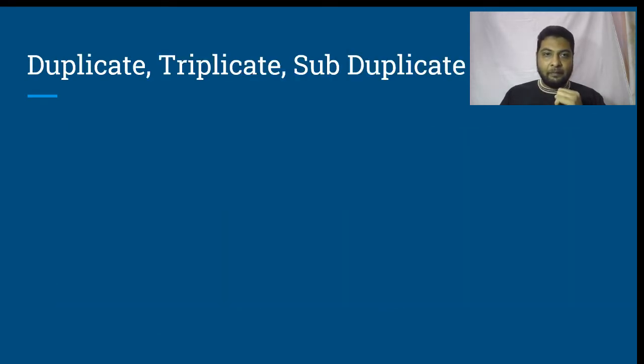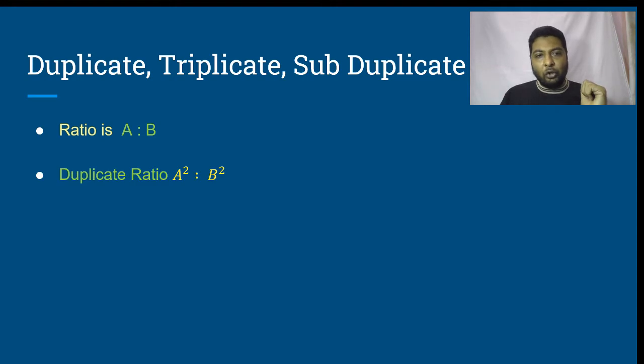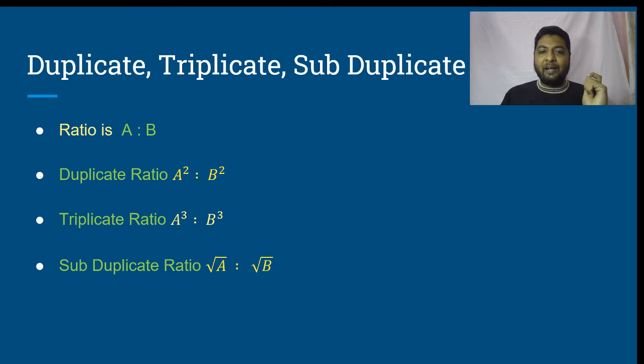Next, let us understand the meanings of these terms: duplicate, triplicate, subduplicate and subtriplicate ratios. If A is to B is a ratio that is given to me, duplicate ratio of A is to B is A squared is to B squared. Triplicate ratio means A cube is to B cube. Subduplicate ratio means root A is to root B. Subtriplicate ratio means cube root of A is to cube root of B.